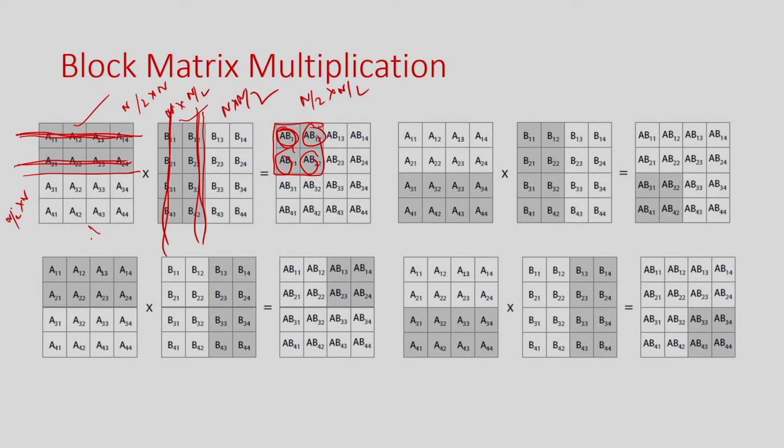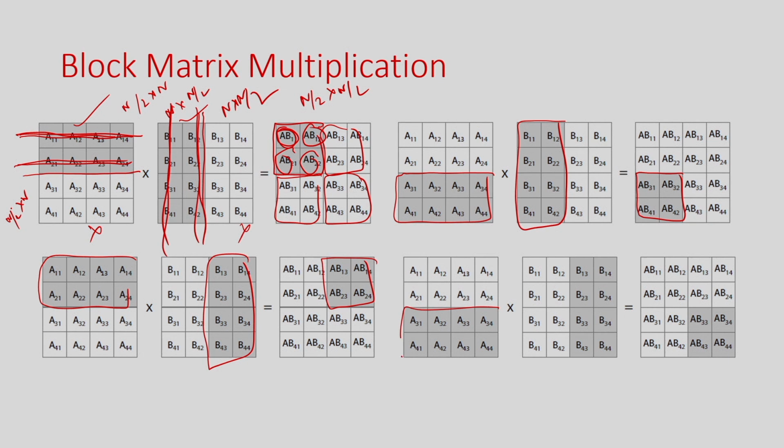I do not need to access this part and this part, right. Similarly for other components. If I just multiply this part with this part, I can show that I will compute this part of the memory, and I decided that I have 4 different parts, right. Similarly, if I just multiply this part with this part I will get this part of the resultant array, and if I multiply this with this part I am going to get this part of the resultant array, right.